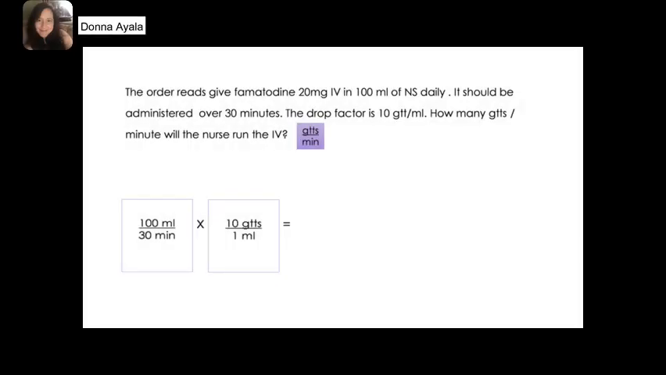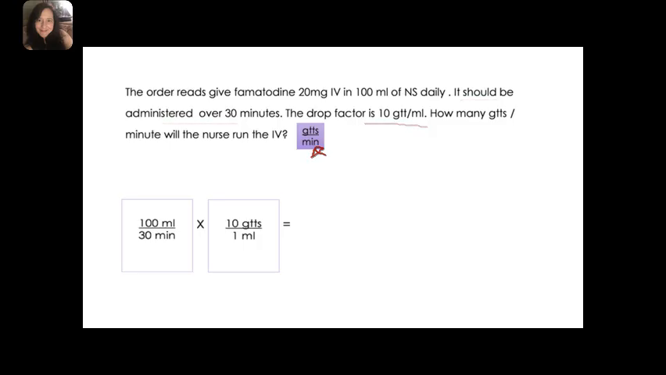So here we have a problem with an IV gravity. We're going to give famotidine 20 milligrams IV, and that's in 100 mils of normal saline daily. We know it needs to be administered over 30 minutes. The drop factor is 10 drops per mil, and the question is how many drops per minute will the nurse run the IV? So we are looking to solve for drops per minute, and that's how we set up our equation.